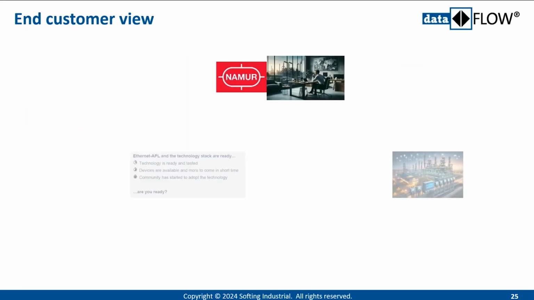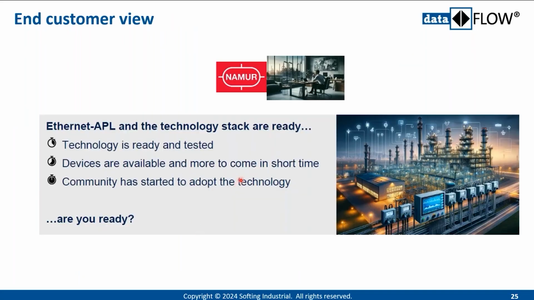And that's something I took from Namur. It's in English. They really say Ethernet-APL, which is the physical layer, and Profinet, the technology on top, is ready to go. So it's ready, it's tested, devices are available, more to come in short time, even roadmaps of suppliers for 2025. And there also is a strong community behind this to adopt this technology. And the question is really, are you ready to go that step?